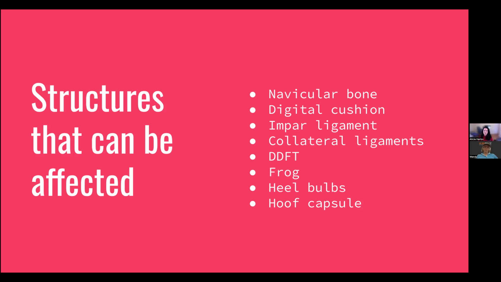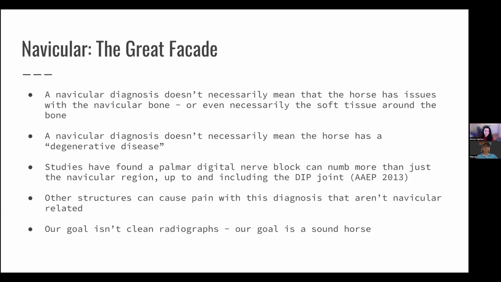The frog can obviously be involved in heel pain, as it's part of the back half of the foot, along with the heel bulbs and the hoof capsule. So any of these things on a horse can lead to pain and lameness, and they can lead to a diagnosis of navicular, whether the bone is causing pain or not. Separating out all the different ways that these structures can be causing pain and how to approach it can help us parse out whether this horse actually has pain from their navicular bone or from just another structure that can be rehabbed.